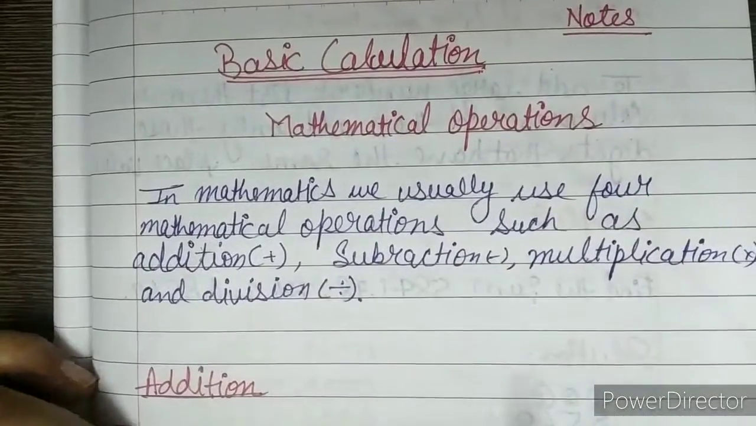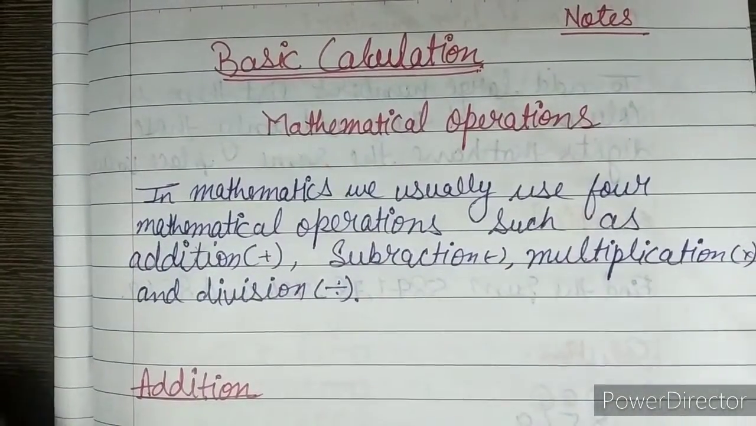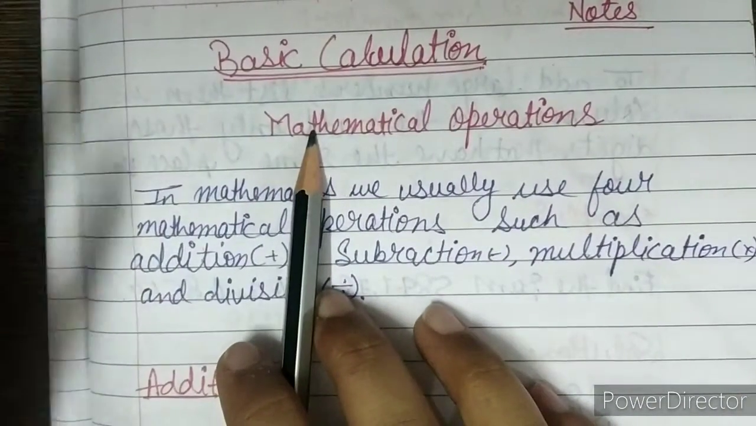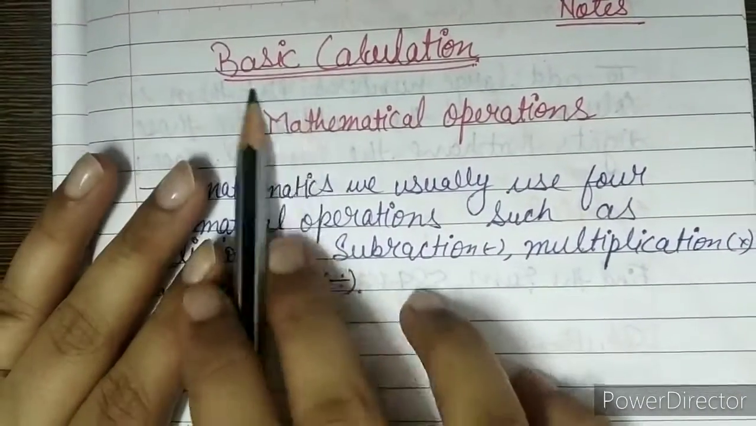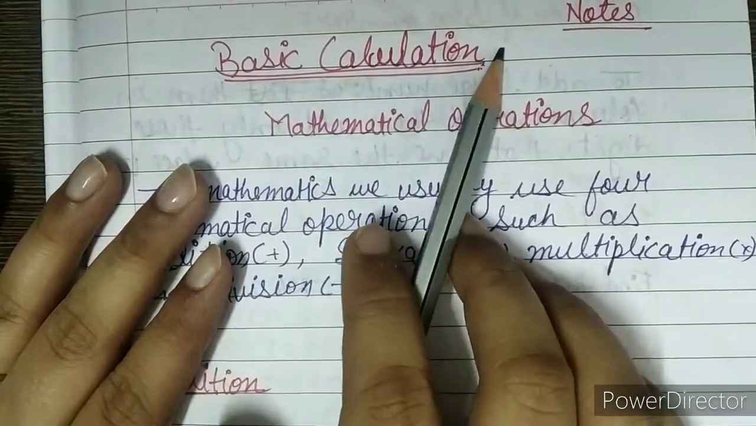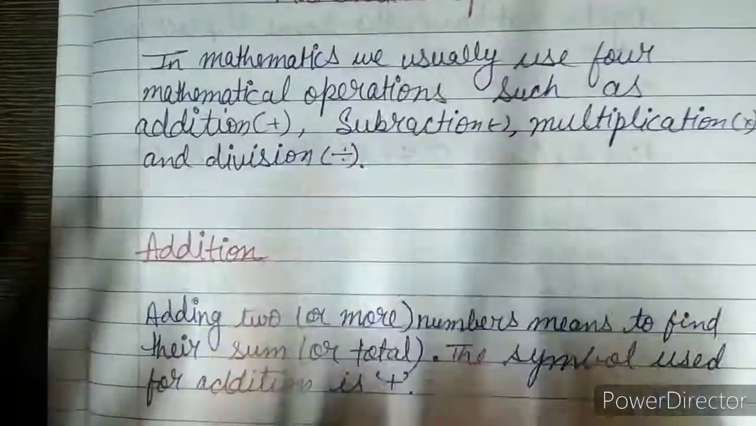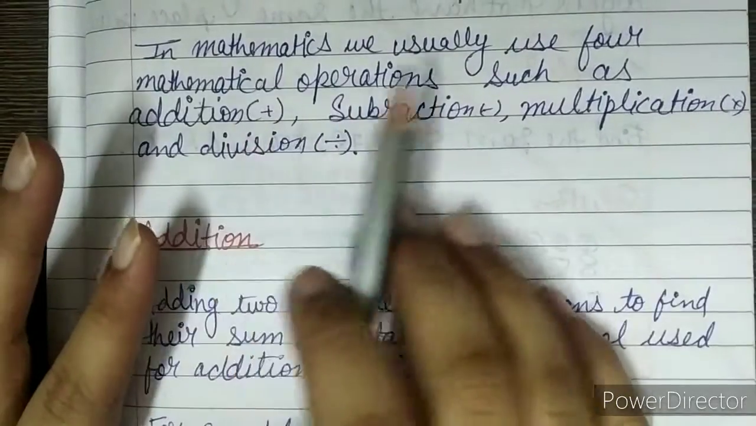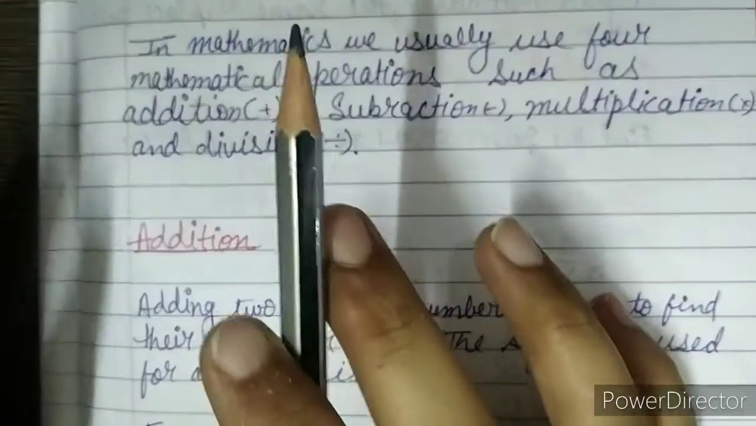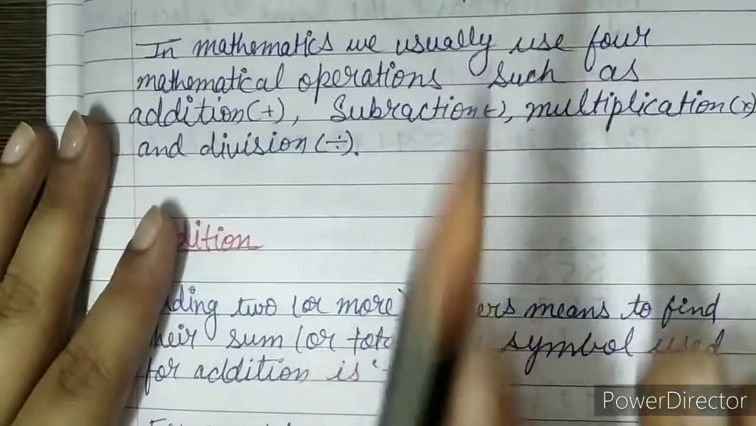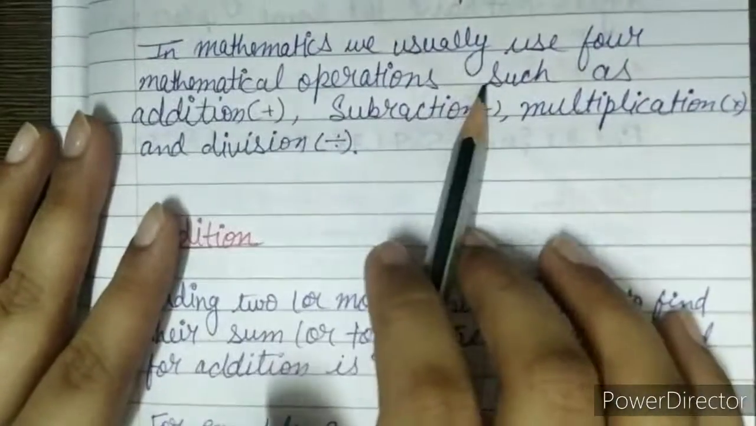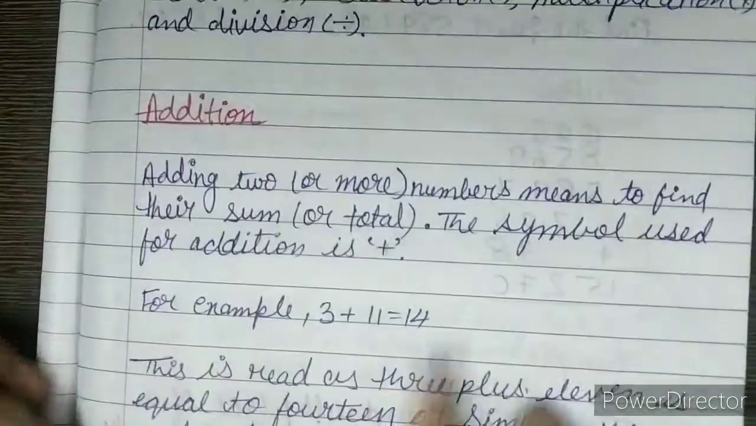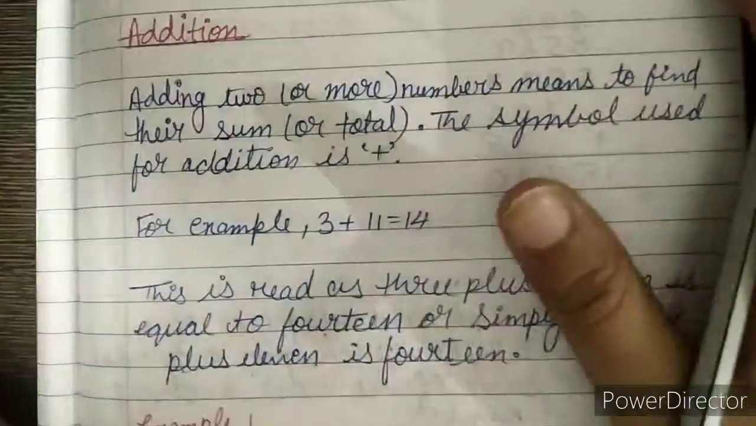So now we will be starting with our first topic of mathematics, basic calculation. It is a subtopic of arithmetic operations, mathematical operations. There are four mathematical operations: addition, subtraction, multiplication and division. I will be covering these four topics briefly, since everybody knows them.